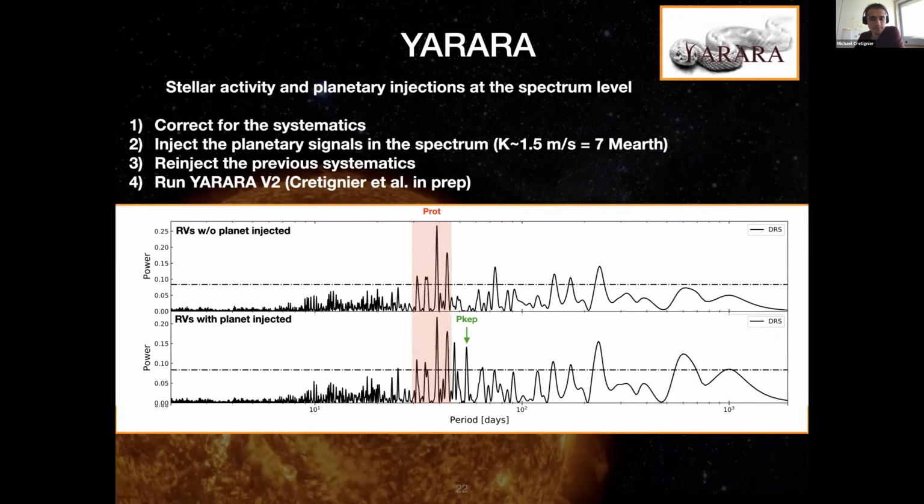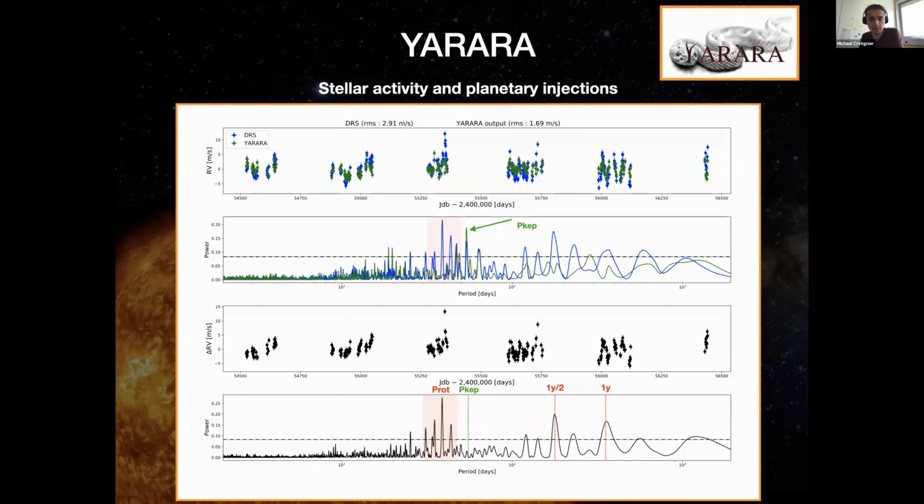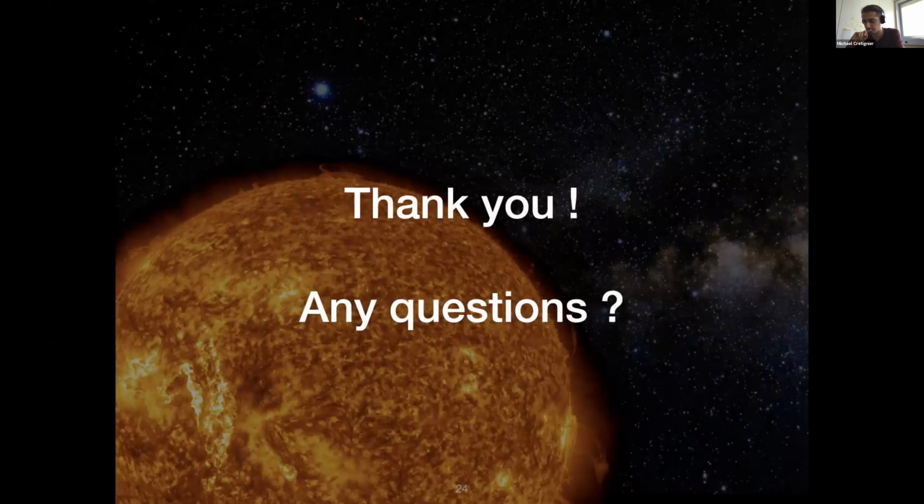Okay. And I will simply finish with that example. So in fact, it's a dataset with a star strongly affected by stellar activity. So you see the peak at the rotational period. And so what we perform is that we inject the planetary signal at the flux level inside the spectra. And then I simply apply Yarara V2 to see if the pipeline was able to recover the planet. And in fact, I just show you the result here. So you clearly see that after Yarara processing, the planetary signal that we injected was the highest one. And I will finish here if you have any question.